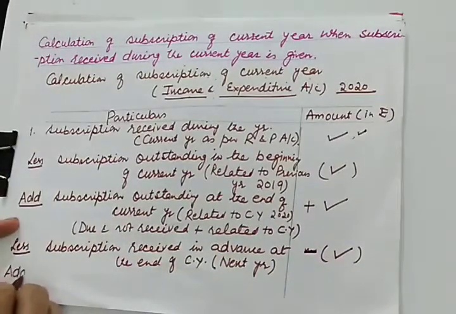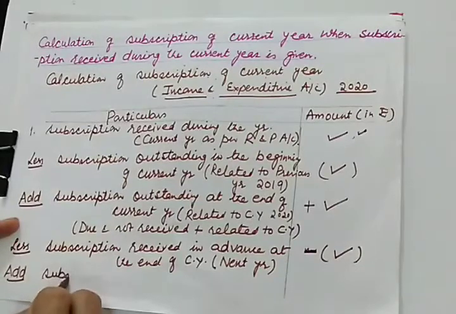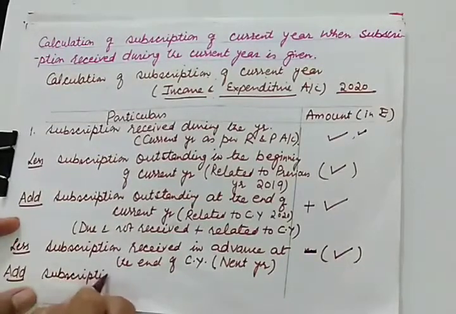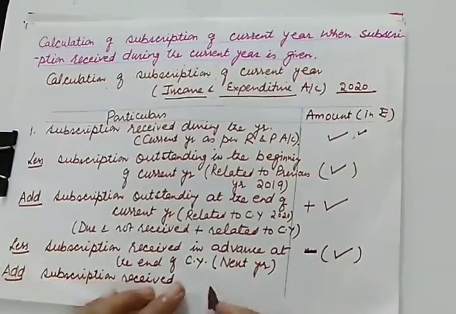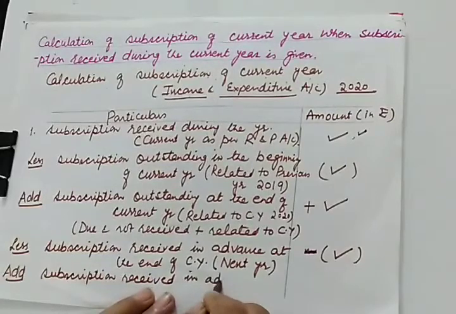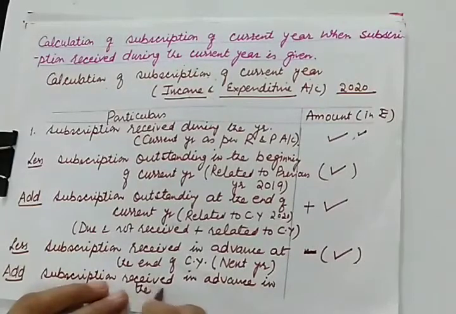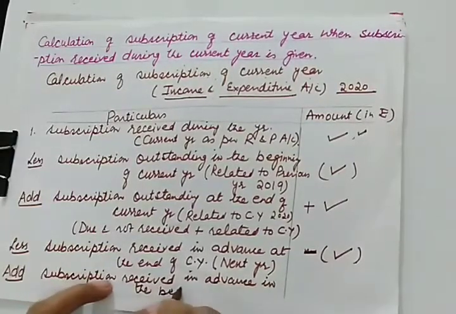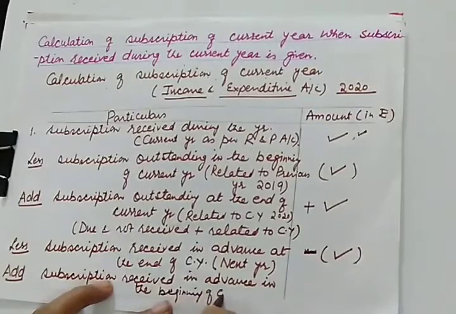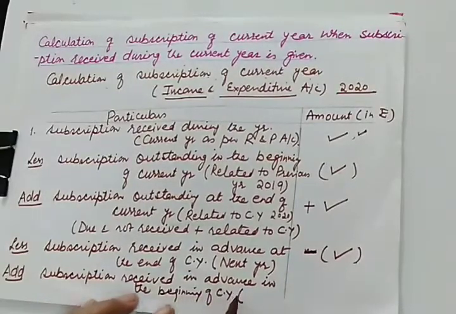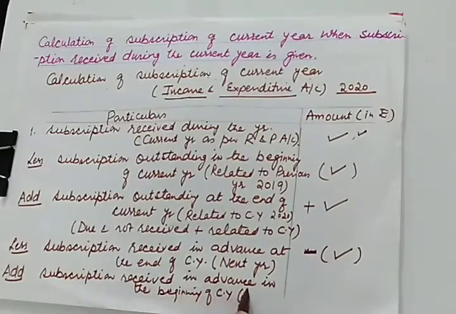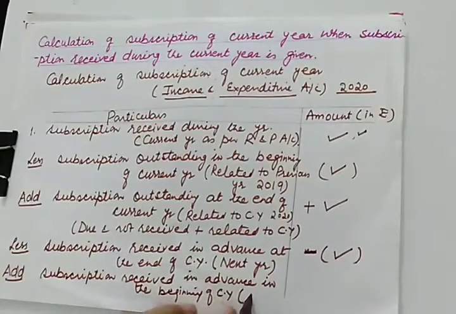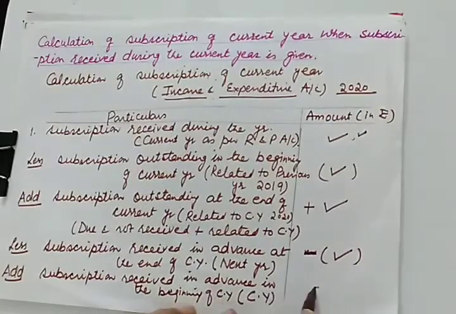And likewise we'll be adding subscription received in advance in the beginning of current year. So why am I adding this? Because when your year starts, you are receiving money in advance. It means this subscription is related to the current year. So that's why it is to be added.